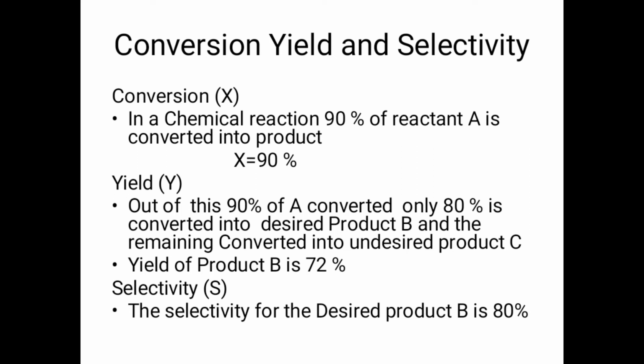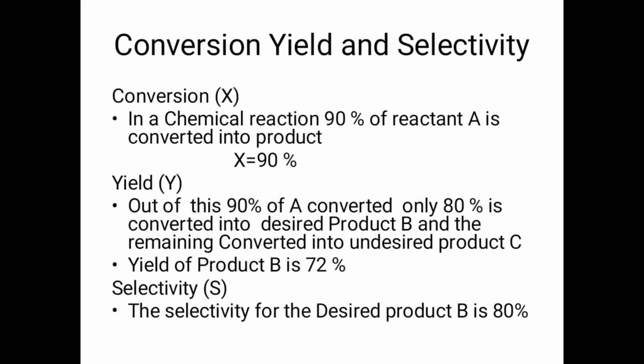Yield means that, out of this 90% conversion, only 80% is converted to desired product B, and the remaining is converted into undesired product C. So the yield of product B is 72%. That is, reactant A reacts to give B and C. B is our desired product, C is an undesired product.